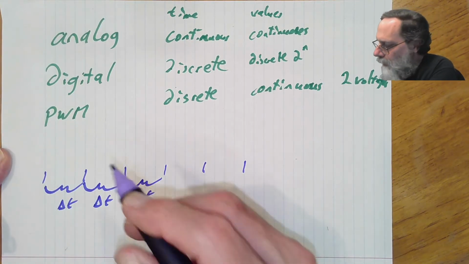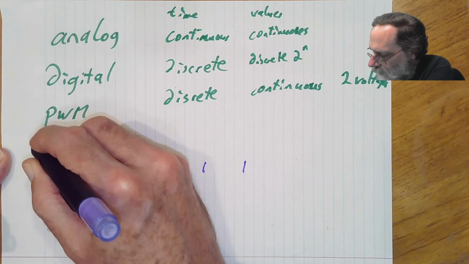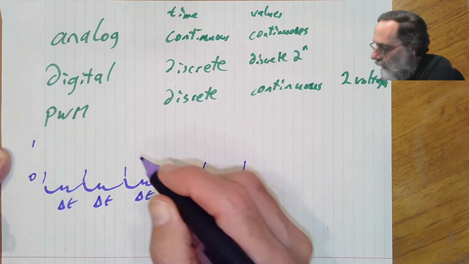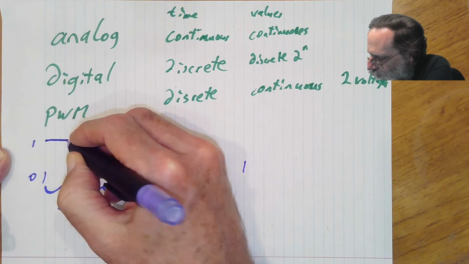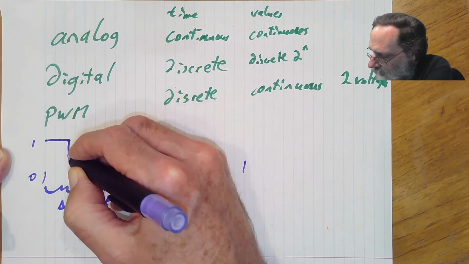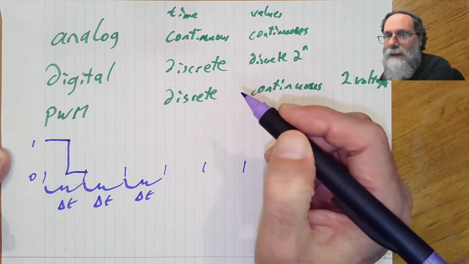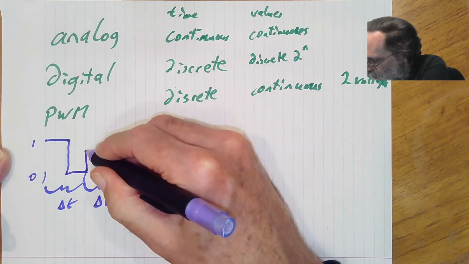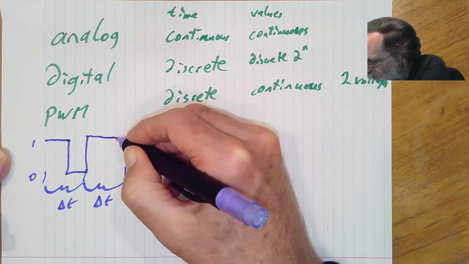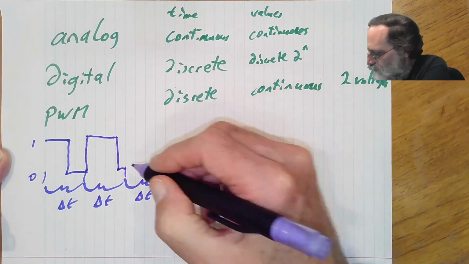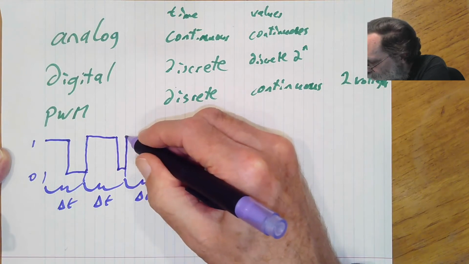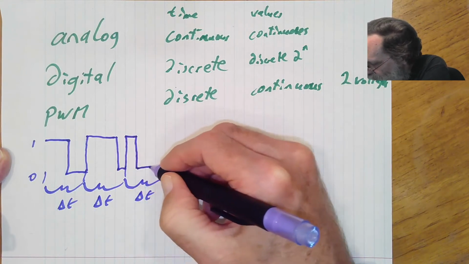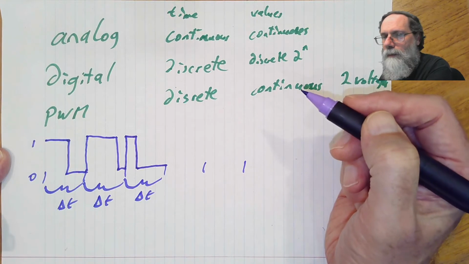For PWM, we do something different. We only have two values. Let's call them 1 and 0. And what we do is we spend some time at 1 and the rest of the time at 0. Some time at 1, the rest of the time at 0. Some time at 1, the rest of the time at 0.